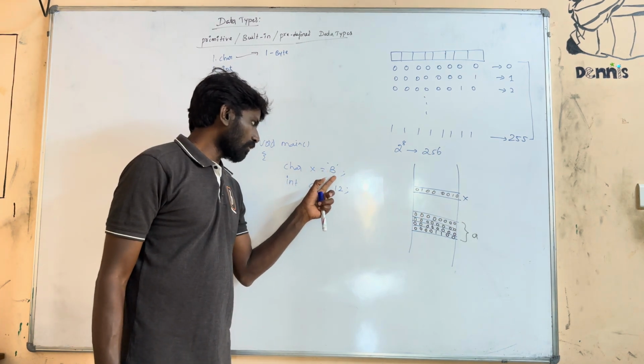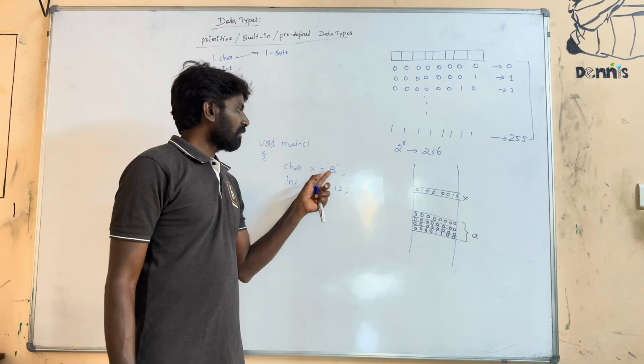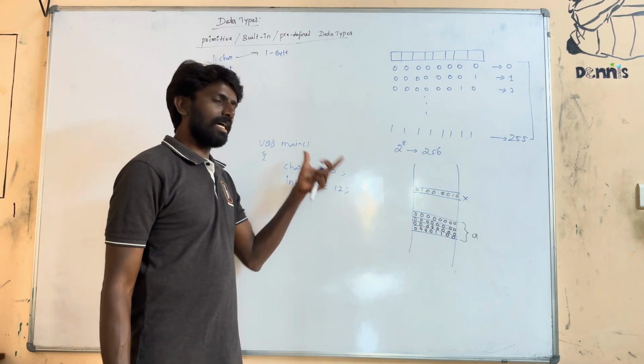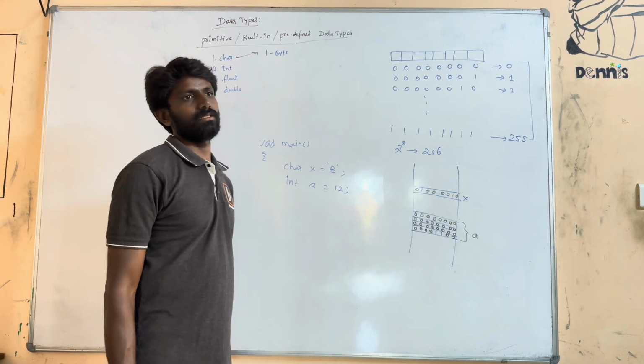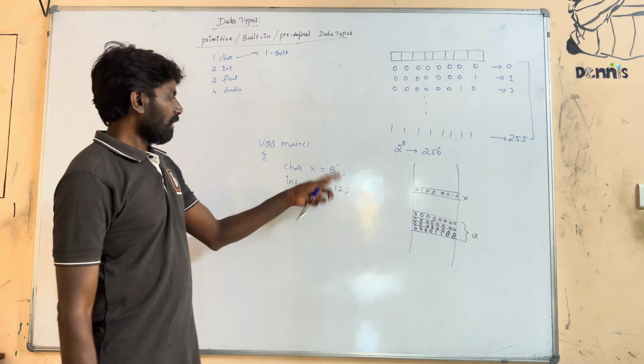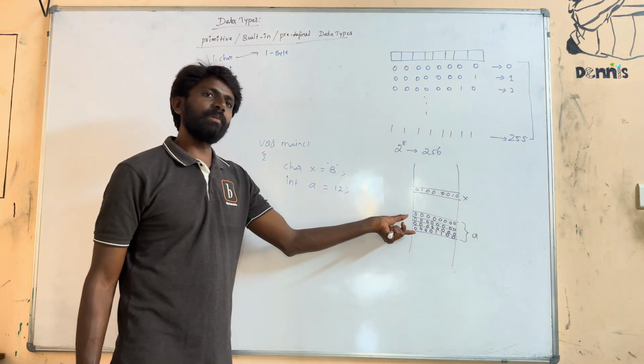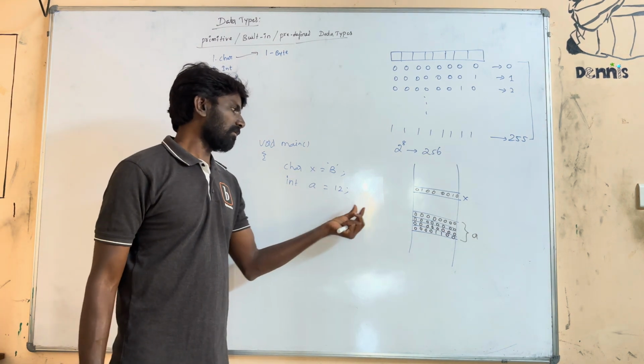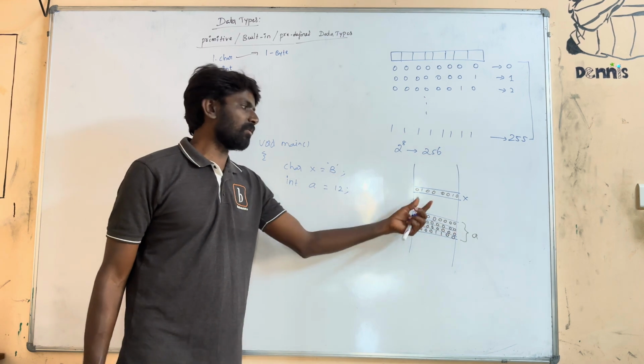So for character X, 1 byte of memory will be reserved. After that, X is equal to B means the B is converted to an ASCII value and stored in binary form. Similarly, int a means 4 bytes of memory will be reserved, and the 12 will be converted to binary and stored.